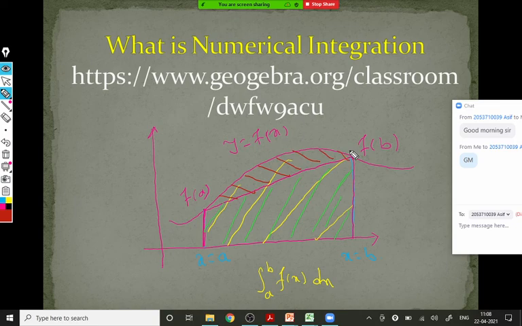And why did this error happen? Because we approximated by a single trapezium. If we increase the number of trapeziums, the error will decrease. Suppose I take one more trapezium here. Suppose the midpoint of the interval AB is C. I take one more point, x equal to c, and here the point f(c). This is f(c).